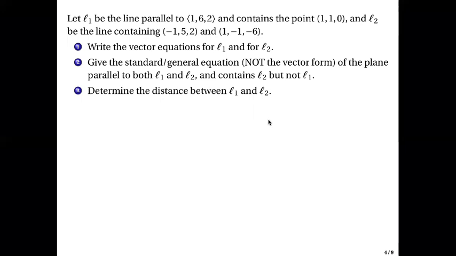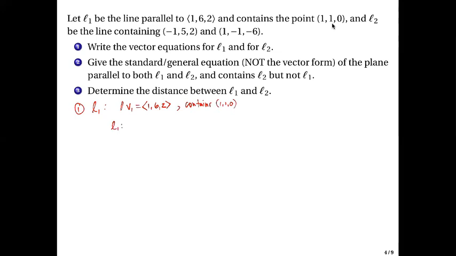For the first one, that's the easiest. We know L1. L1 is parallel to the vector V1, and vector V1 is <1, 6, 2>. And then it contains the point (1, 1, 0).